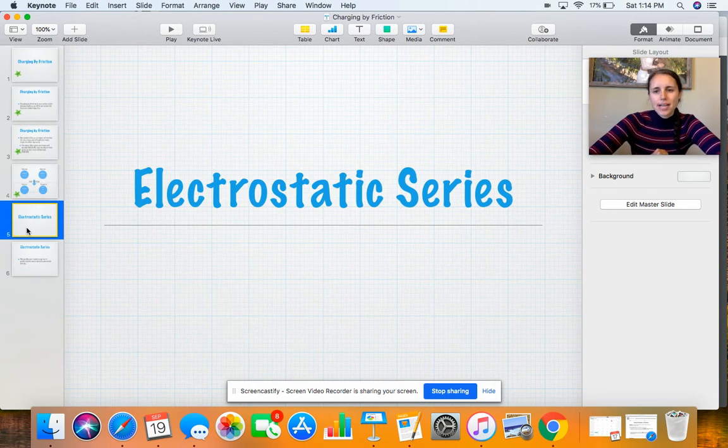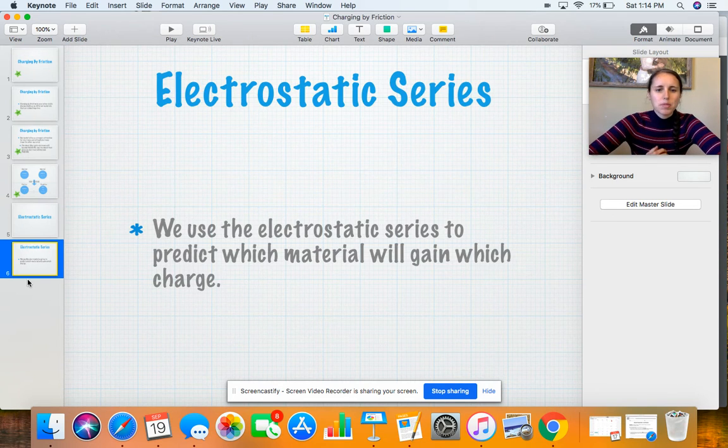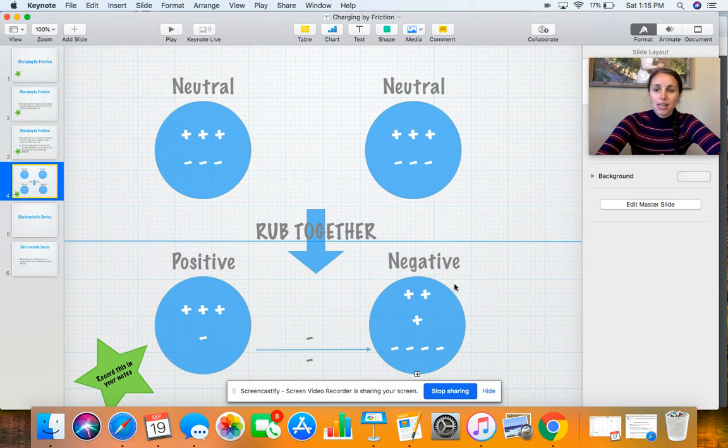Now, in the notes, you have a section on the electrostatic series. I want you to go ahead and read up on that. You're going to use the electrostatic series to predict which one becomes positive and which one becomes negative. Essentially, it's a list of materials that have a strong hold on electrons and that have a weak hold on electrons. Whichever object has a stronger hold on electrons is the object that is going to become negative. Whatever object has a weaker hold on electrons is the object that's going to become positive. So your electrostatic series allows you to predict which object becomes positive and which object becomes negative.